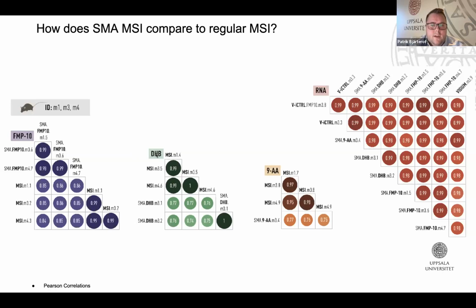Moving over instead to DHB, we saw still here an almost perfect correlation between the same glass slides and 0.74 to 0.77 correlation for different glasses. And a similar thing then also for 9AA, where we had almost perfect correlation for the same glass and slightly lower for different glasses.